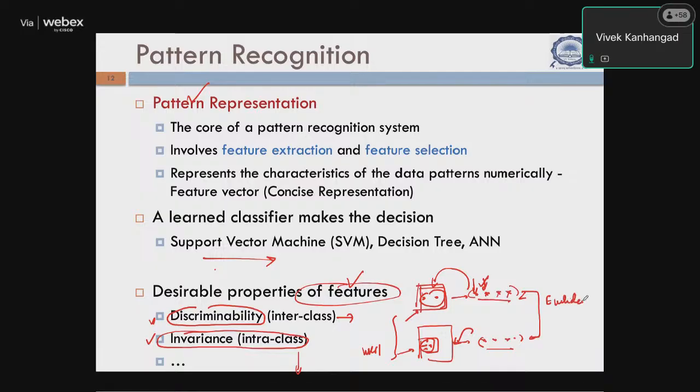So when you compare these two feature vectors, do you want this score, the Euclidean distance, to be very large, or do you want it to be very small?